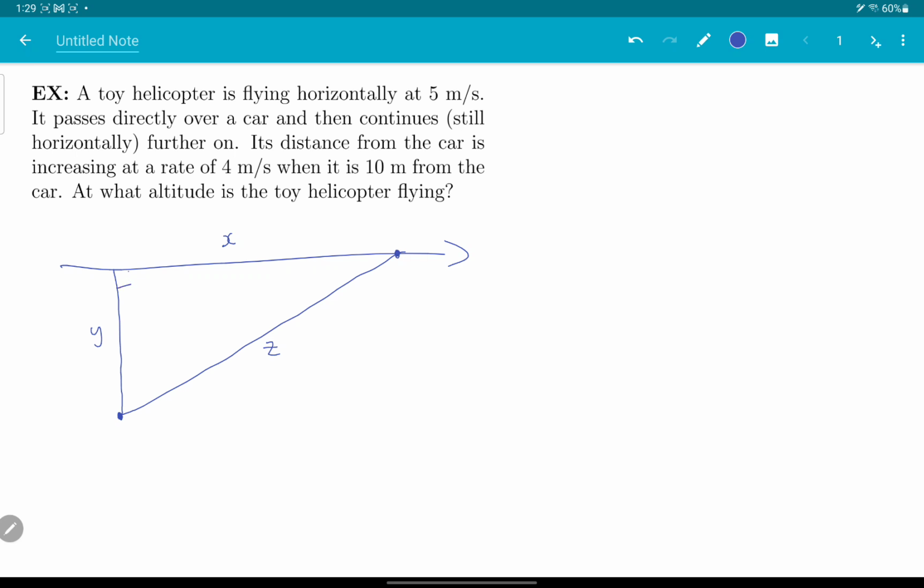And what do we do? We actually read our question and see what we have so far. Okay, what is this 5? That's the helicopter speed. So 5 is x prime, or if you prefer dx over dt, that's going to be my 5. That's the rate of change of this side length here. Next, what's the 4? The 4 is the rate at which the distance between the car and the helicopter is changing. So it's z prime.